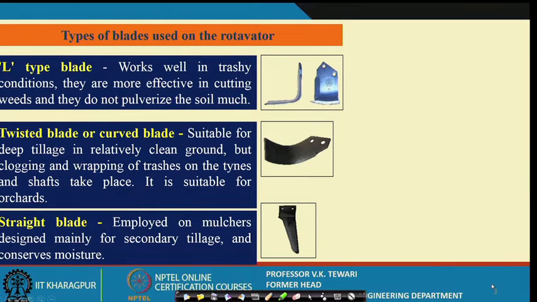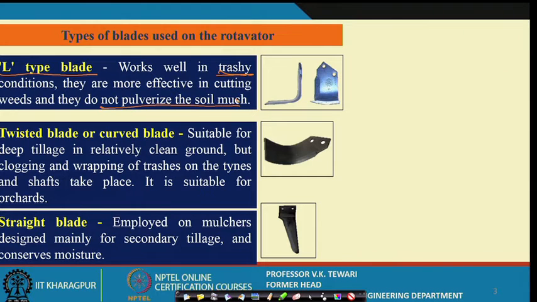Yes, types of blades. I have shown you the blades and how they are fixed into the shaft of the rotavator. Now, see the types of blades. There are 3 main types of blades which are used. The L type of blade. This blade works very well for trashy conditions, although it does not pulverize the soil very much.